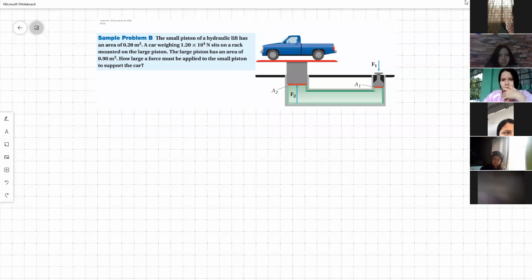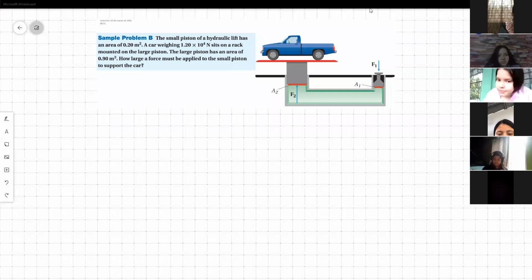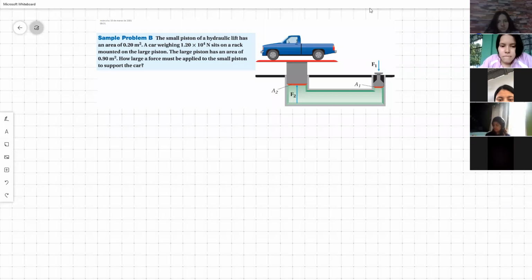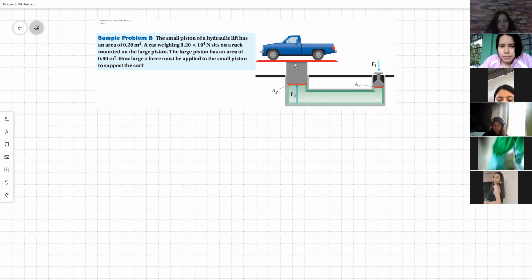Second example says a small piston of a hydraulic lift has an area of 0.2 square meters. A car weighing 1.2 times 10^4 Newton sits on a rack mounted on the large piston. The large piston has an area of 0.9 square meters. How large a force must be applied to the small piston to support the car? In this exercise, no sketch is given. If the sketch is not given, what you have to do is just draw it.